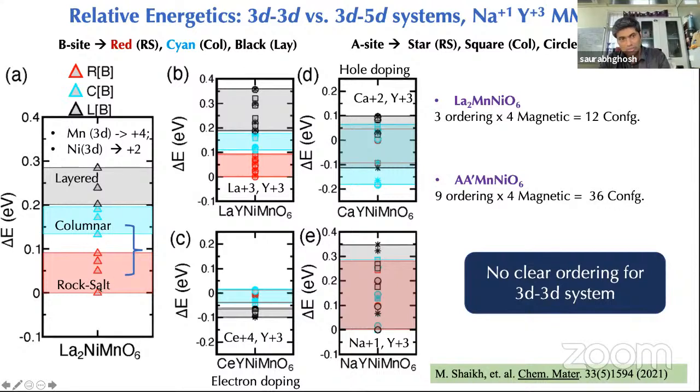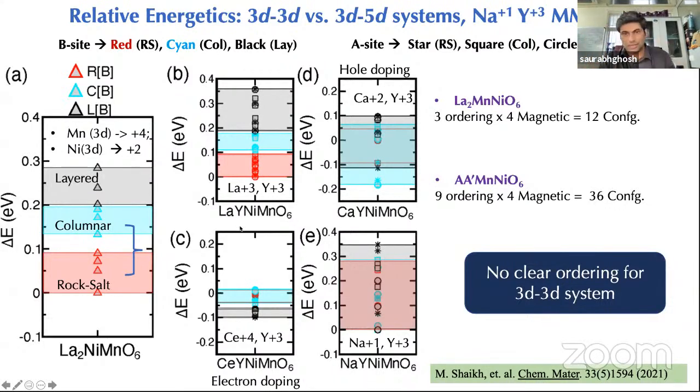So the B site rocksalt orderings are well separated from the columnar and the layer orderings. Here also, in between this B site rocksalt ordering, there are these symbols. It is basically one symbol because there is no A site cation ordering, right? And these 4 symbols represent 4 different magnetic configurations. So from this ground state parent compound analysis, what we have found is that these BB' orderings form in bands.